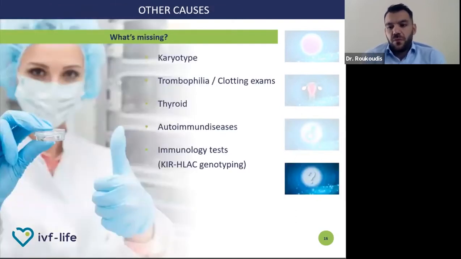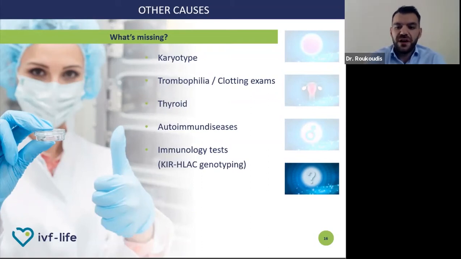Now, we have also other causes for unsuccessful attempts, and some things that should be standard are, for example, a karyotype. Karyotype is very important, especially if many miscarriages occurred so far. We recommend to perform it before stimulation. I do that always before starting a stimulation.